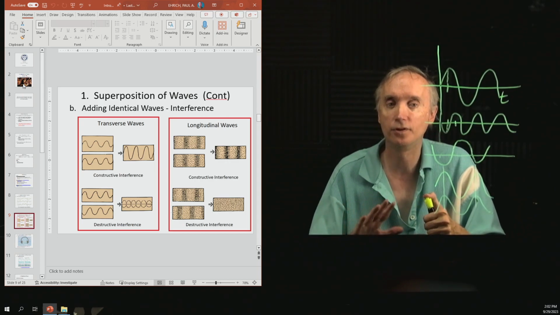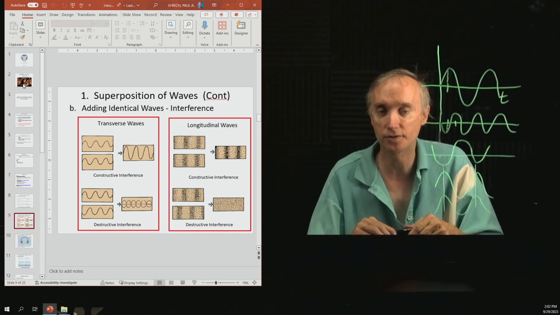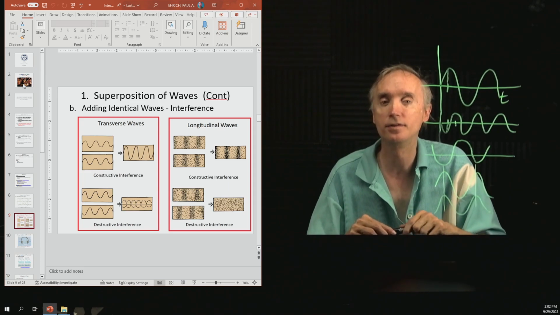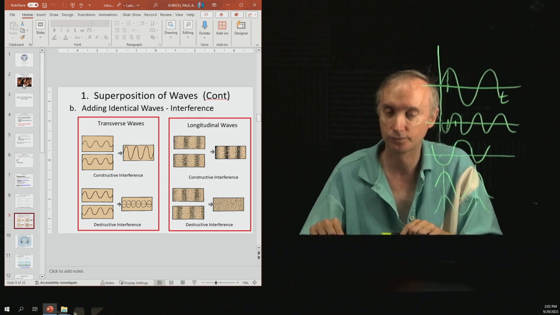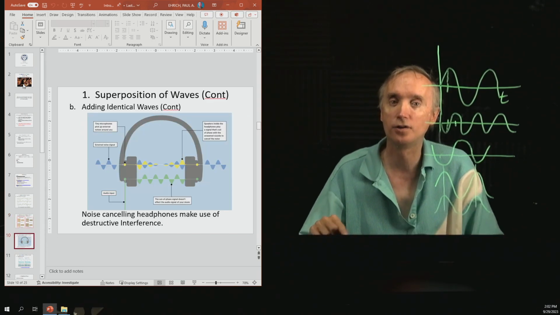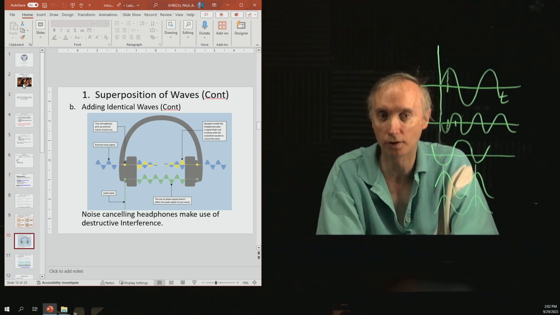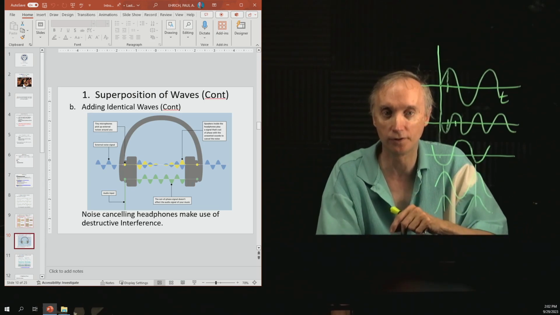Another thing I'd like for you to know is that constructive interference occurs when they are in phase. We'll talk more about this later. And then destructive interference is going to occur when they are out of phase. Know how noise canceling headphones work under the principle of destructive interference.